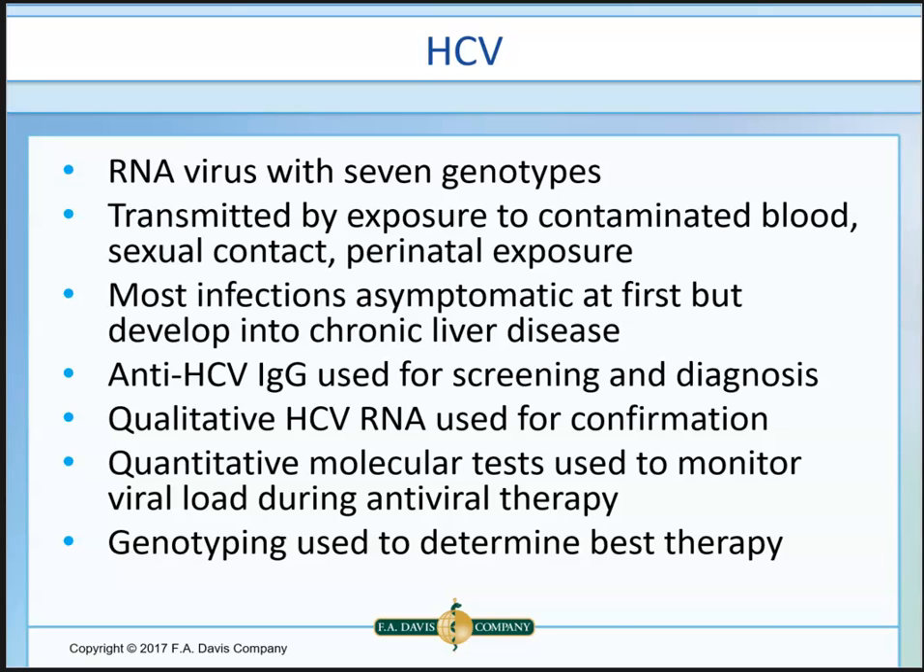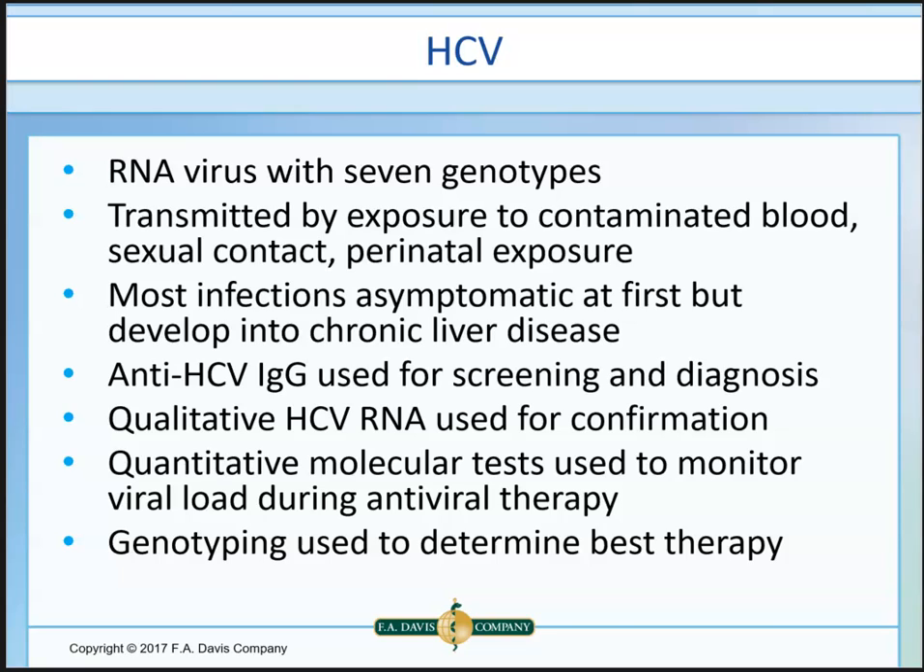Usually IV drug use is a big one with this. This is an RNA virus. It's got 7 different types of genotypes. Bloodborne, so contaminated blood, sexual contact, perinatal exposure. Most of the time you're asymptomatic, but can go into chronic liver disease. We see some people have it for years and never have anything. Then we see some people in months all of a sudden get it.